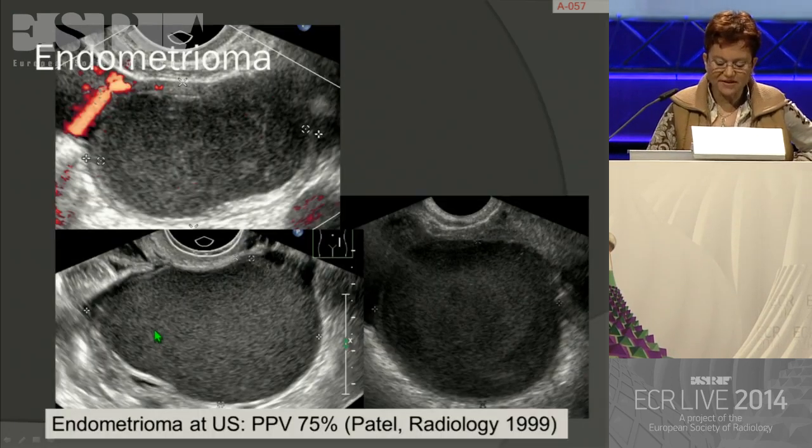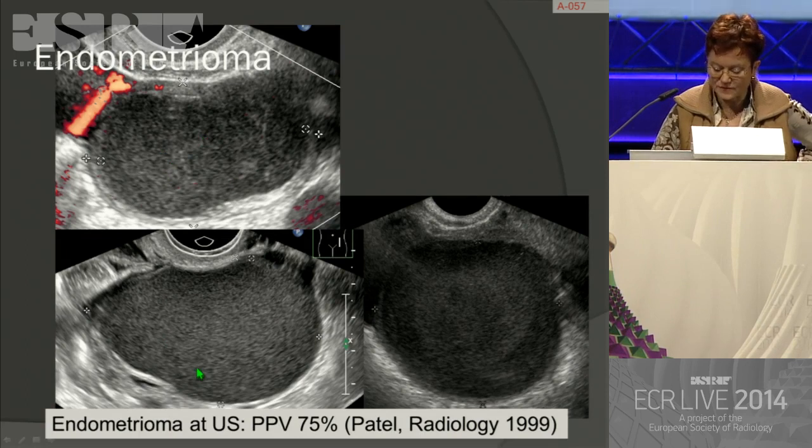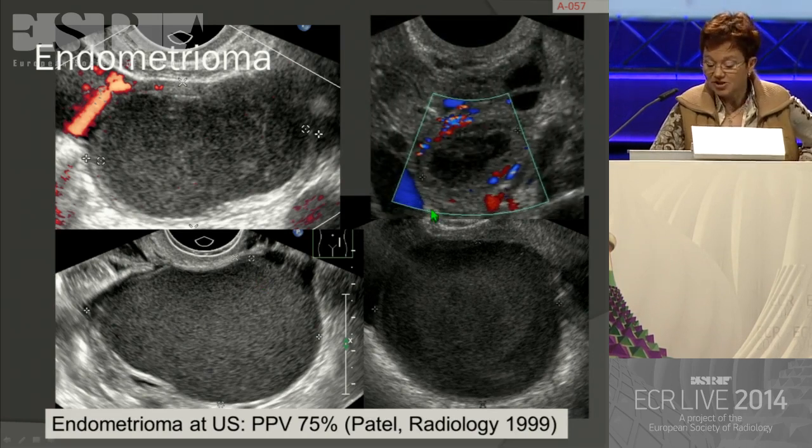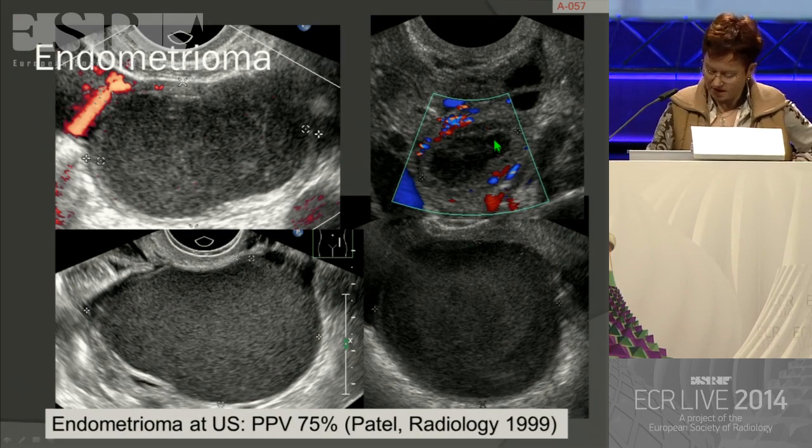Examples for endometrioma, they are usually very homogeneous. They are hypoechoic, but not as hypoechoic as mucinous tumor. And when you compare them to functional hemorrhagic cysts, functional hemorrhagic cysts are more heterogeneous, and they have this typical hypervascular ring around the corpus luteum.